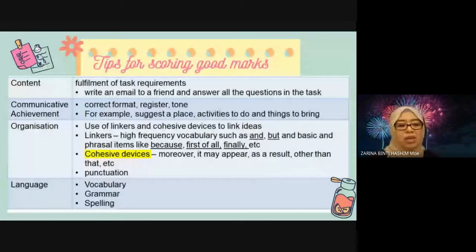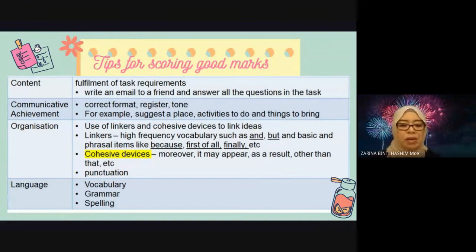Okay, now for number 2, communicative achievement. Here to get 5, you must make sure you use the correct format. Write an email, and then you must use the correct register. Register means your tone. Your words that you use must be friendly words or a friendly tone. Your tone is to your friend, not to your teacher or a formal tone. It must be an informal tone.